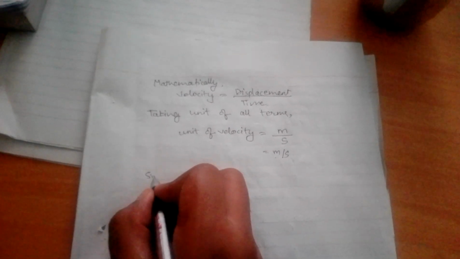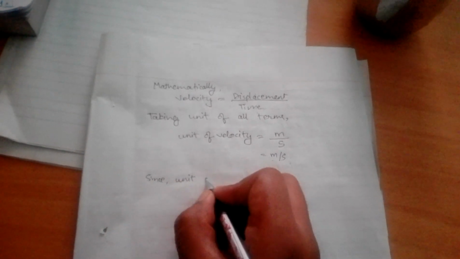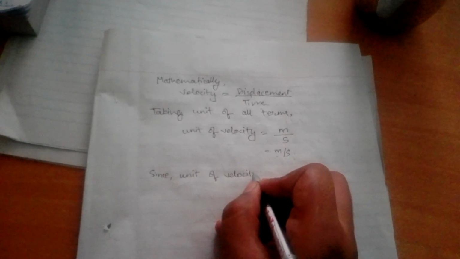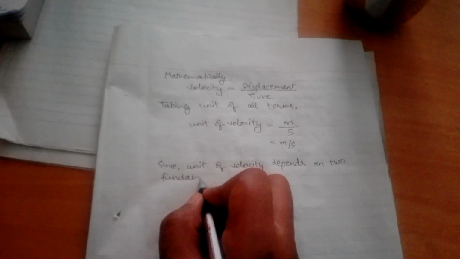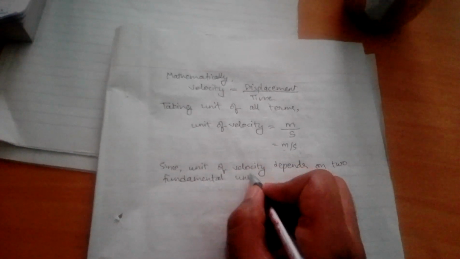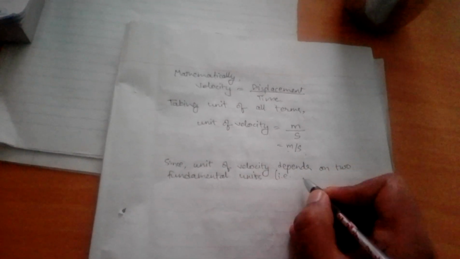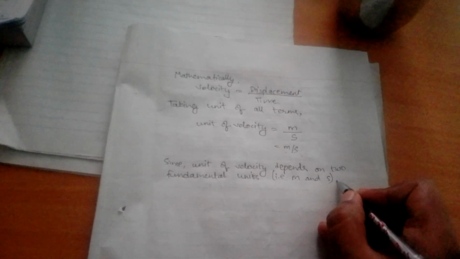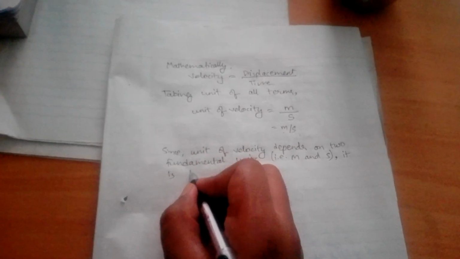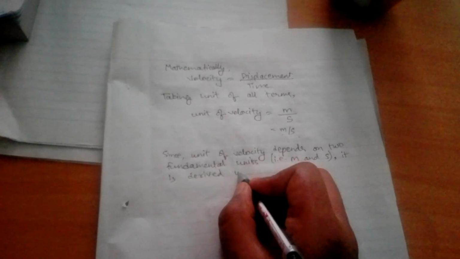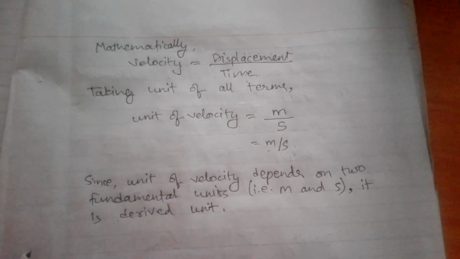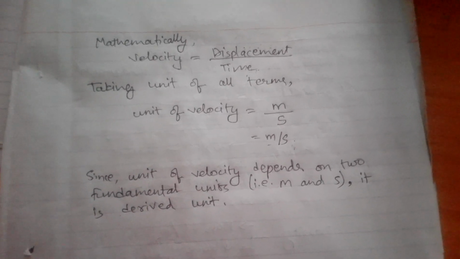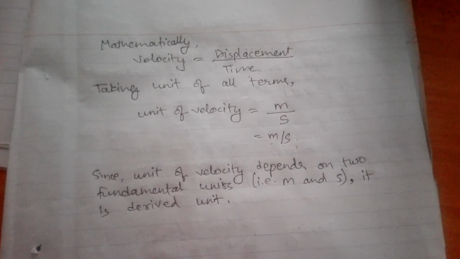Now give the conclusion. Since the unit of velocity depends on two fundamental units, and they are meter and second, you can say it is a derived unit. By the same procedure you can also prove that the unit of speed is also a derived unit.